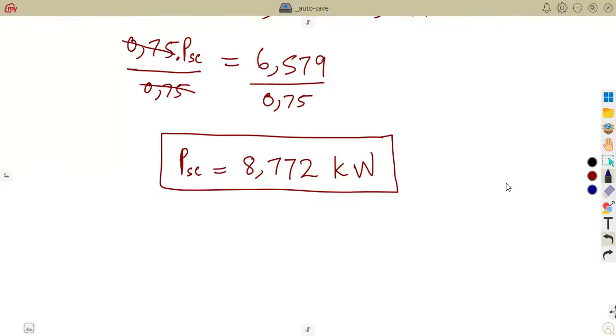So this is it, guys. Remember, that is our full load. If you are calculating the short circuit, you are calculating the full load copper loss.